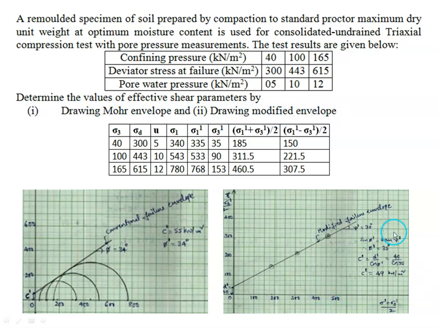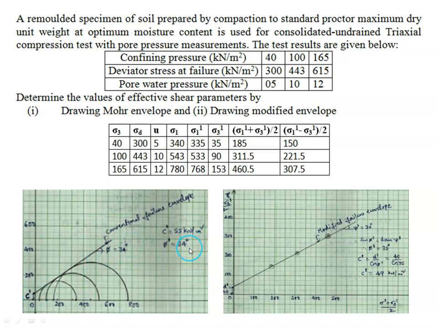So how to draw the Mohr envelope? This we already discussed. We have to plot the values of sigma 1 dash and sigma 3 dash on the x-axis. Then we take the center of those two values and draw the semicircle. Similarly, for the other two sets of values, we draw the semicircles. Then we draw a common tangent, which represents the conventional failure envelope. From this we can find the effective shear parameters C dash and phi dash.